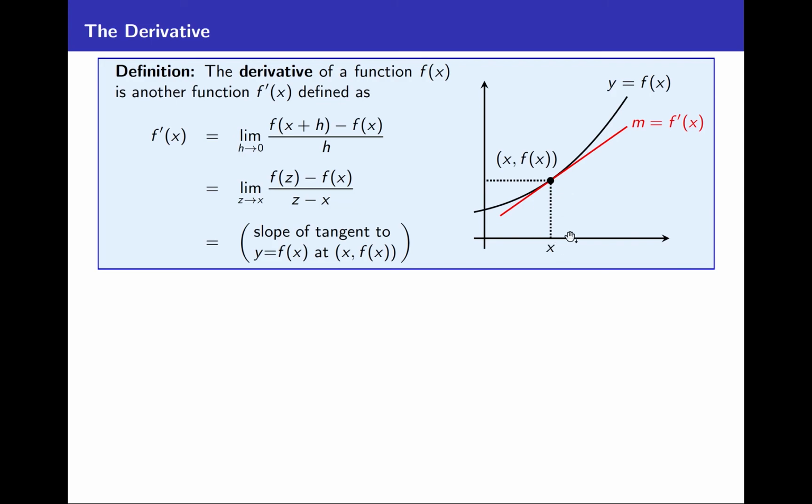If you change x here, you're changing this point, you're changing the tangent line, you get a different slope. To get the slope at any x, you just plug x into the derivative, into f prime, and there's your slope.